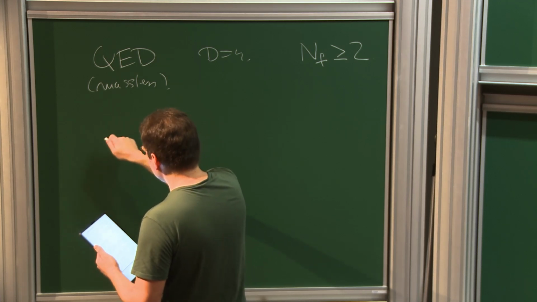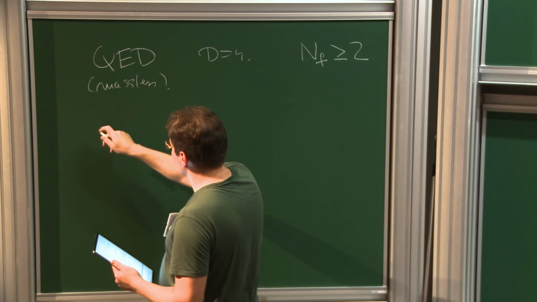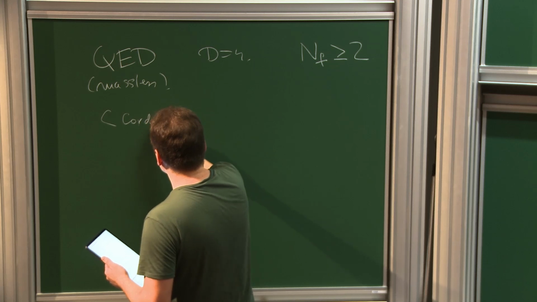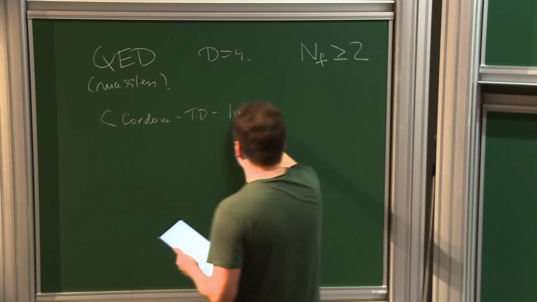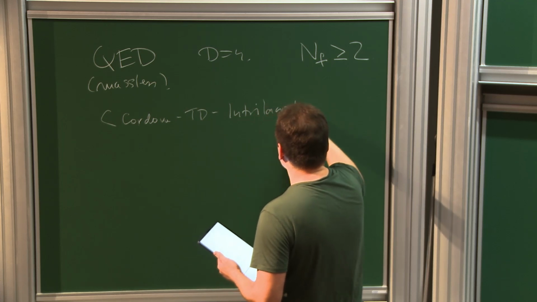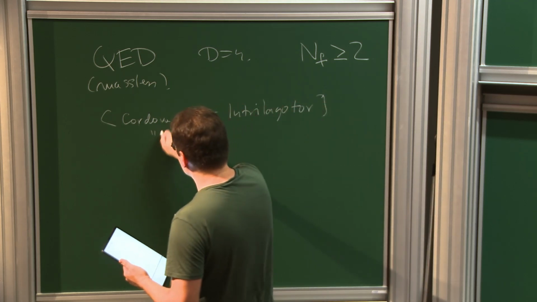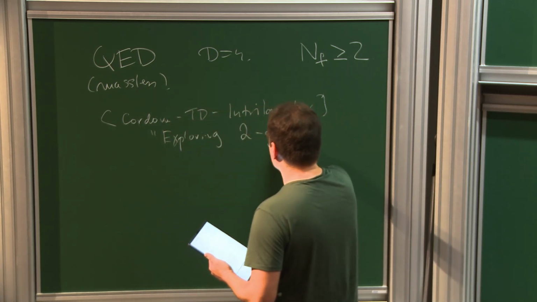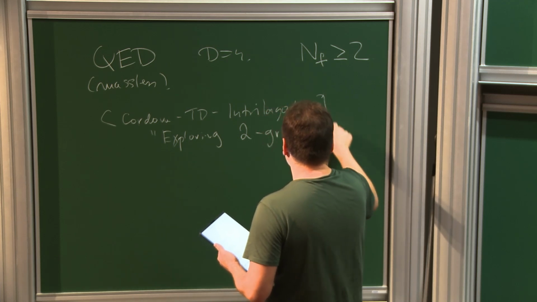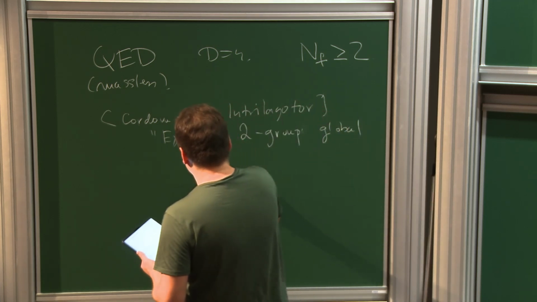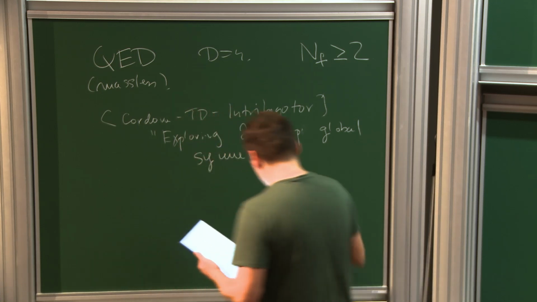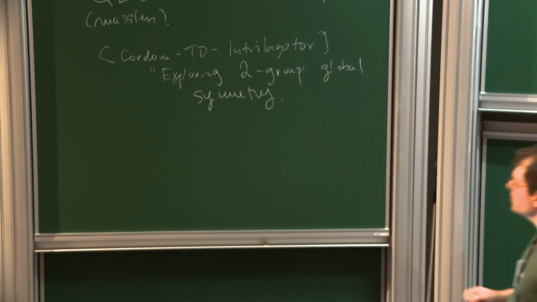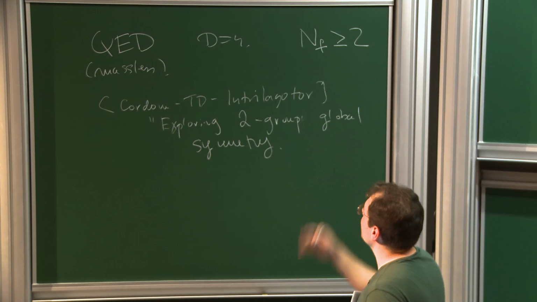Maybe you should say that a good reference for what I'm going to talk about in the rest of this lecture is this paper I wrote with Clay and Ken and Trilligator, called Exploring Two-Group Global Symmetry, where we analyzed a lot of models of this type and slightly more complicated ones and explained how two-group symmetry works there and how anomalies are matched.